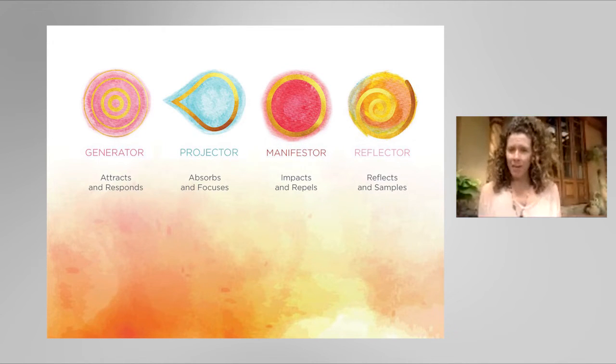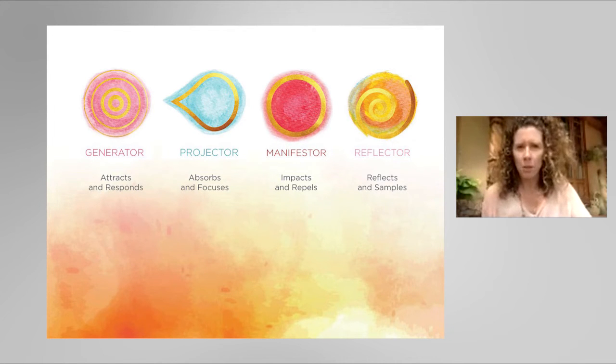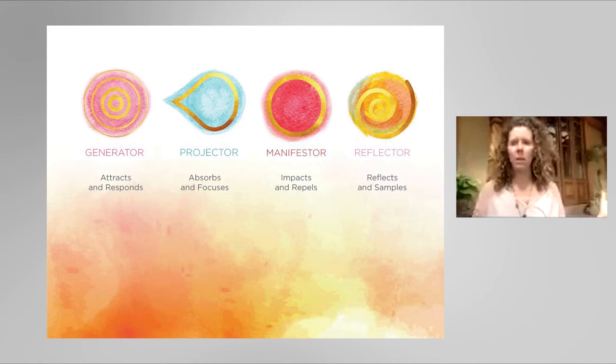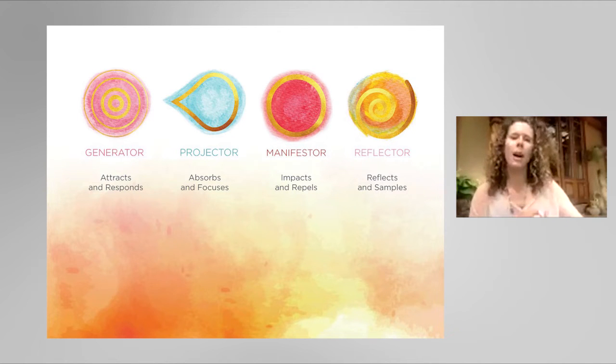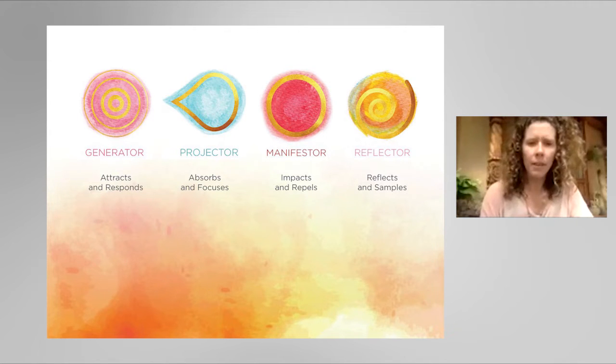And then the manifestor, who is only 9% of the planet. Did I mention the projector is 20%? The manifestor, 9% of the planet, here to make an impact. And well, we're going to be going into them quite a lot today. And then the reflector, 1% of the planet, who are taking in their environment in samples and reflecting it back to itself. So they're here to be the barometer of the health and well-being of the society that they live in.